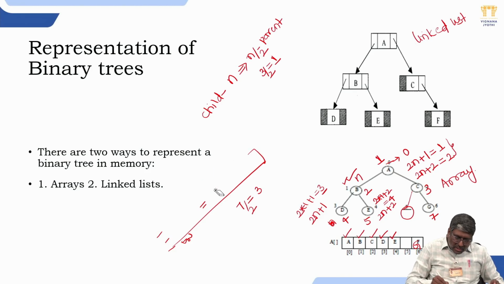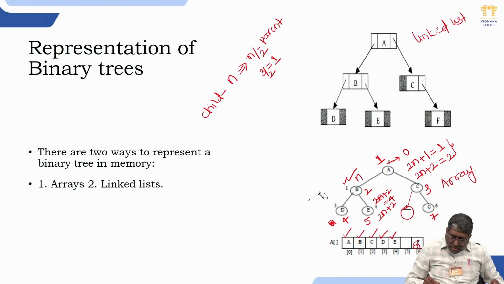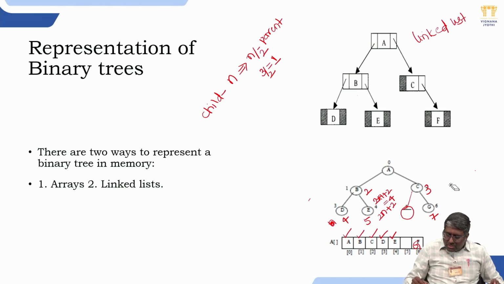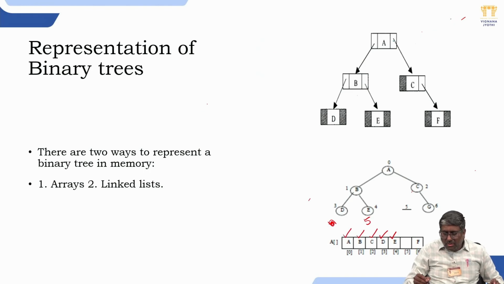And similarly, another representation is the linked list representation. In the linked list representation, each node contains 3 fields. One field is used to represent the data, and the remaining fields are used as pointers to the left child and the right child of that node. In this one the node contains 3 fields: one field represents the data, and the remaining 2 fields are pointers pointing to the left subtree as well as the right subtree.